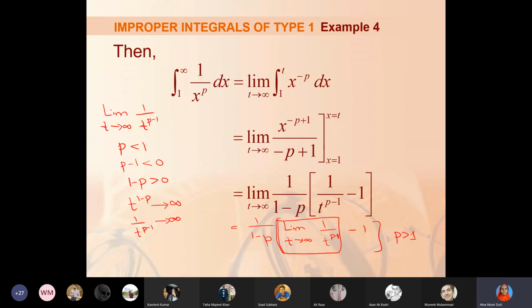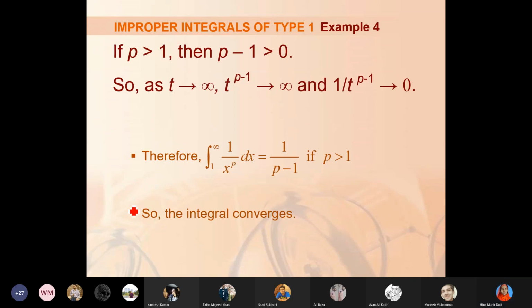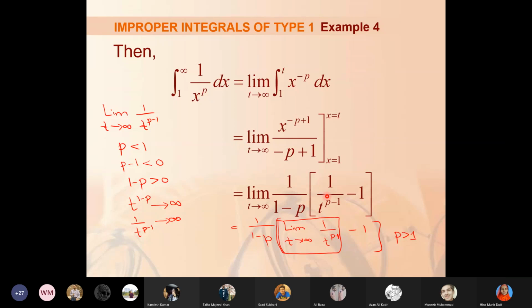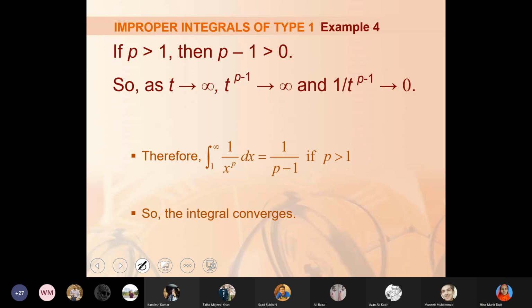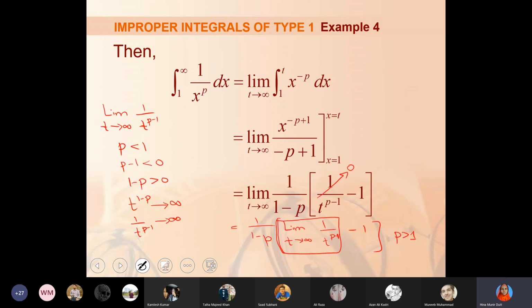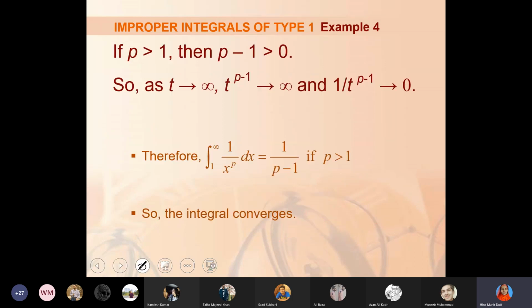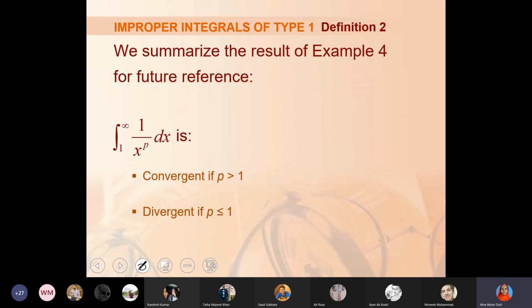So I can break this into two parts. When I have p is greater than 1, this would be my answer, because in that case when p is greater than 1, this approaches to 0. So I will get minus 1 over 1 minus p, that is 1 over p minus 1. And if p is less than 1, then this approaches to infinity. So the integral, in that case, the integral diverges.